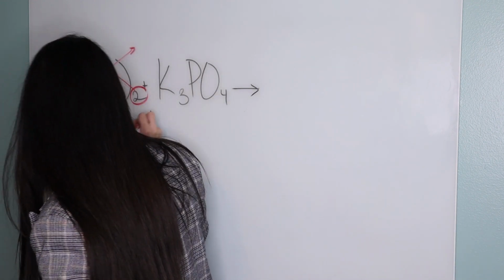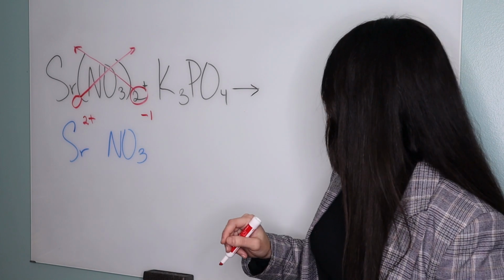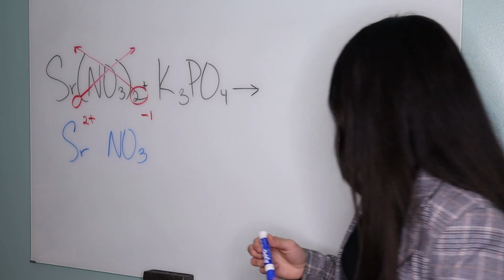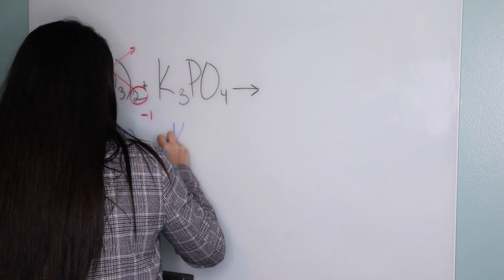Then we have nitrate. Then we're going to do the same thing with the second reactant. We're going to write them separate.